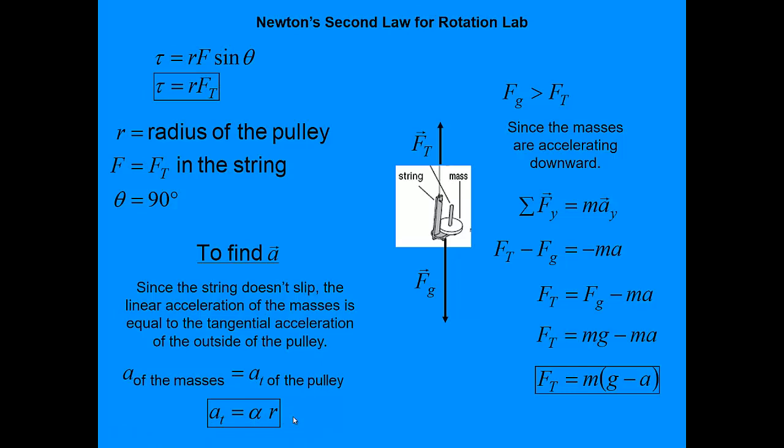So there are all the pieces. And you'll see columns on your data sheet for all of these. So we're going to use the slope of the angular velocity time graph to find the angular acceleration. That and the radius of the pulley will give us the tangential acceleration of the outside of the pulley, which is also the linear acceleration of the masses because the string is not slipping. With the acceleration of the masses, we can then find the force of tension in the string, and with the force of tension in the string and the radius of the pulley, we can find the torque.